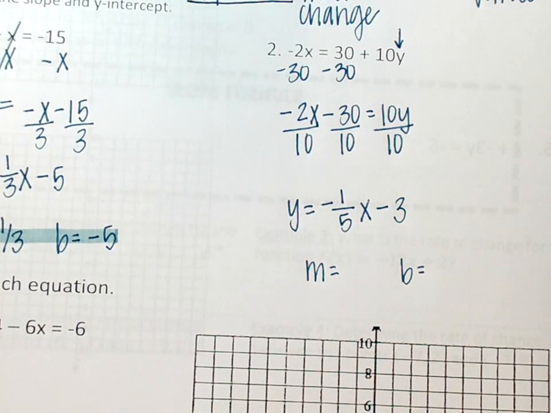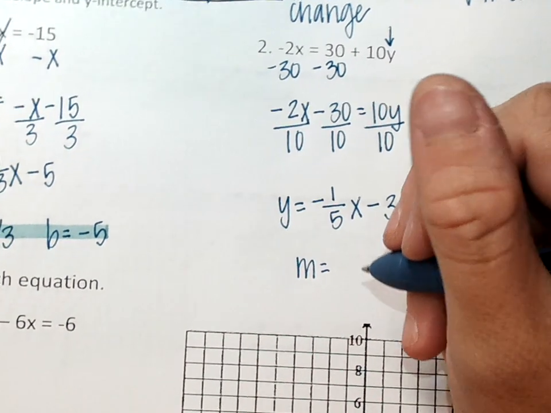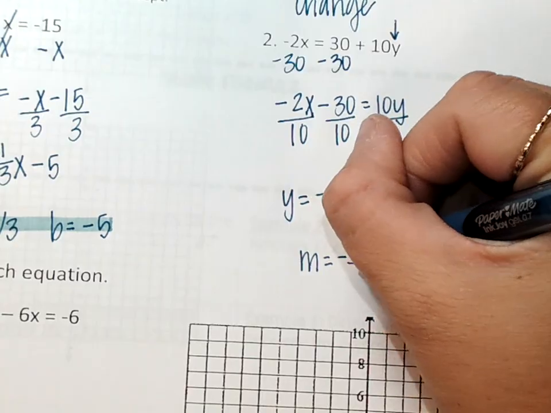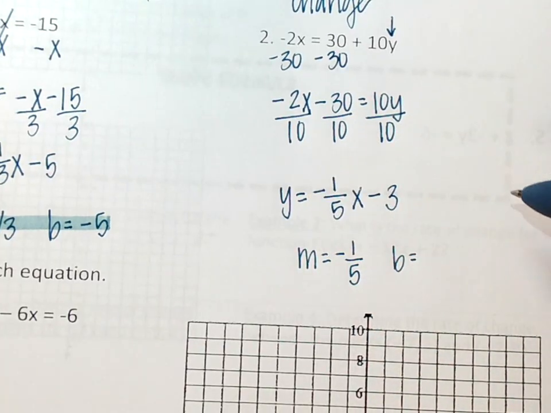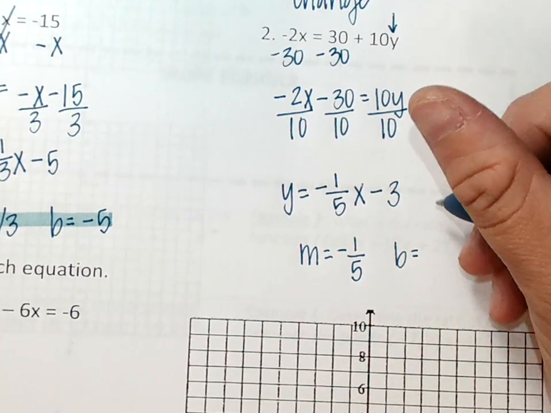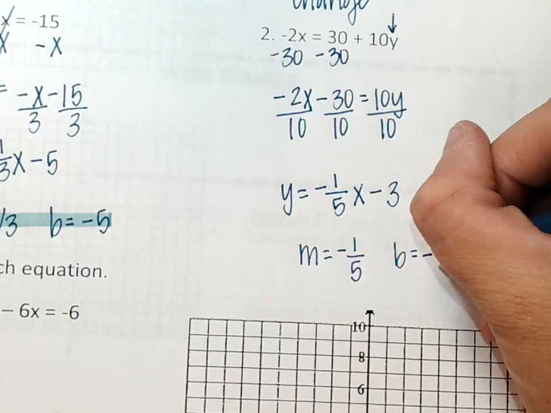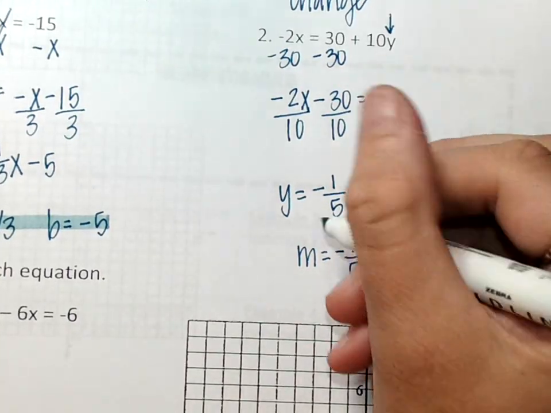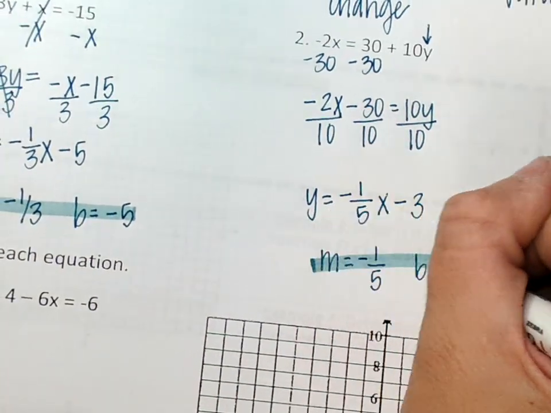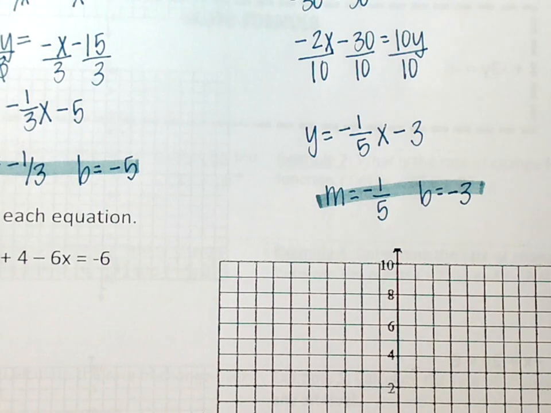Alright, Braylon, call on somebody. Wes, what's the slope? Negative 1/5. Wes, call on somebody. Braylon. Braylon, what's the y-intercept? Negative 3. Okay. Alright, so that would be our answer for that one. That's my slope and my y-intercept. That line is a little crooked.